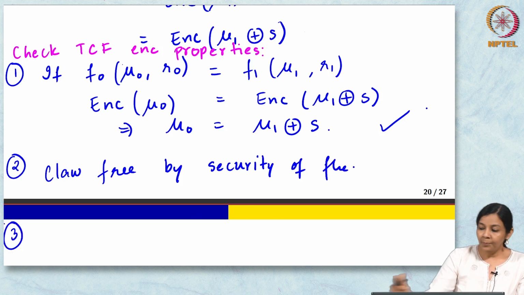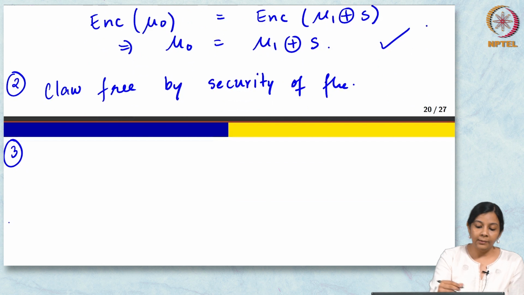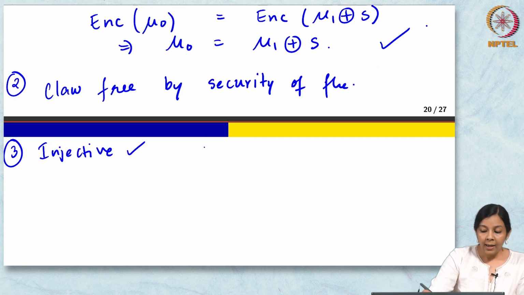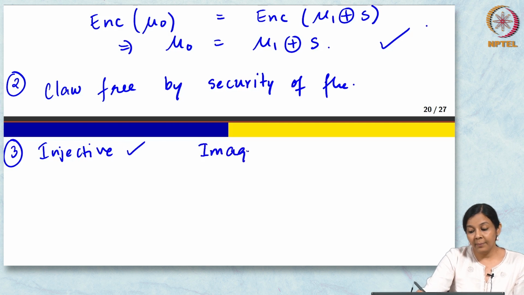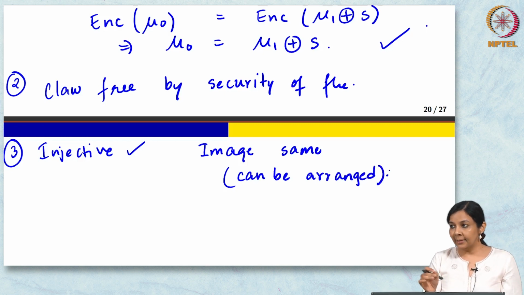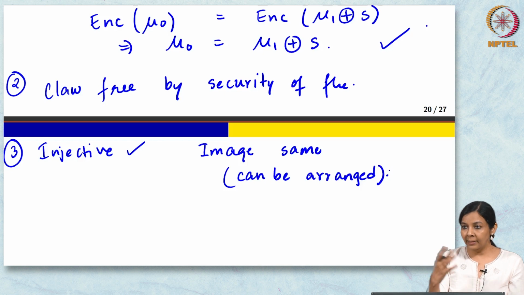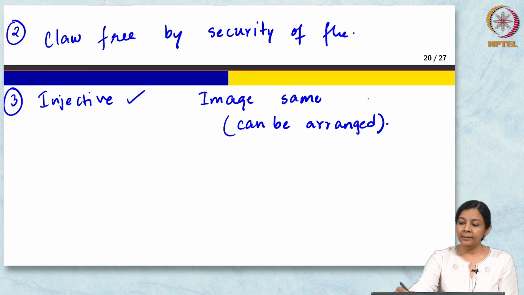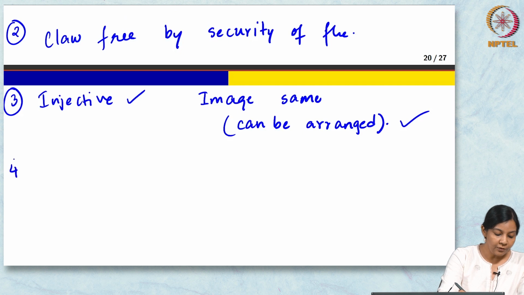What are the other properties I wanted? Well, I wanted that the functions should be injective, so that is okay. I wanted that the image should be the same. This actually is a little bit of a problem, but this can be arranged. I am not going to do it in class, you can look at the paper. It is a technicality. It turns out the image will not be exactly the same the way that I have defined it, but it is a technicality which can be handled. And what was the last thing?